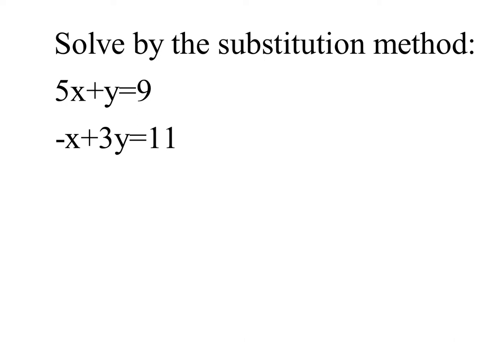The y in the top. So I'm going to move the 5x to the other side. So y equals 9 minus 5x. Sometimes there's a variable by itself like that. That's easy. Sometimes you can't avoid the moving and dividing, and you're just going to have to do it, okay?